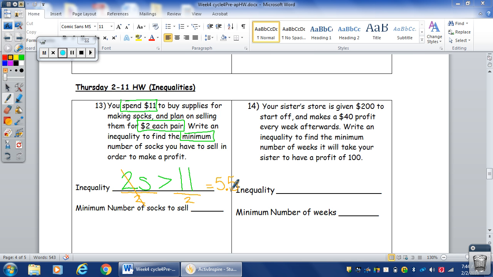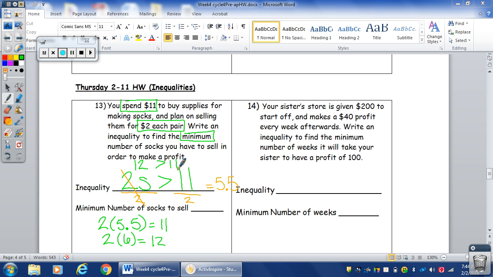So I know then that in order for me to make a profit, I can't sell 5.5 socks, so I would round that up. If I plug 5.5 into S, I know that 2 times 5 and 5/10 equals 11. But I don't want it to equal 11, I want it to be greater than 11. So I know the next number of socks up would be 6. So 2 times 6 equals 12. And I know that 12 is greater than 11.